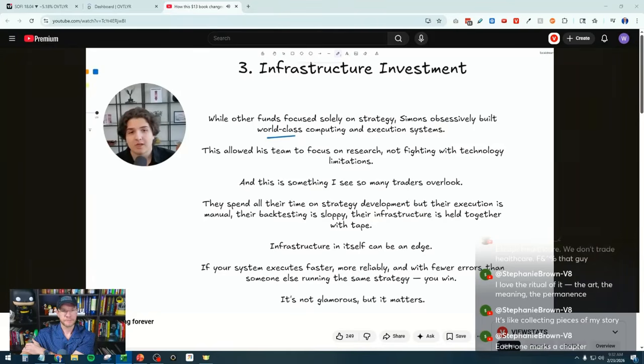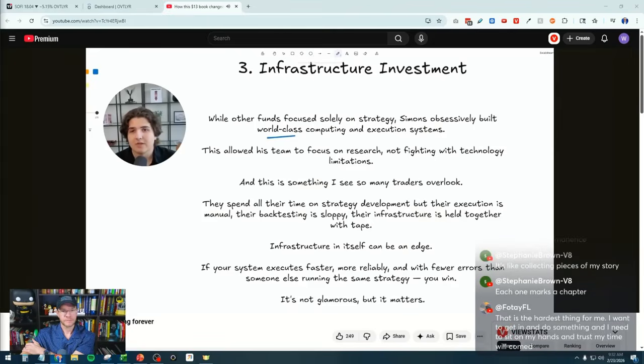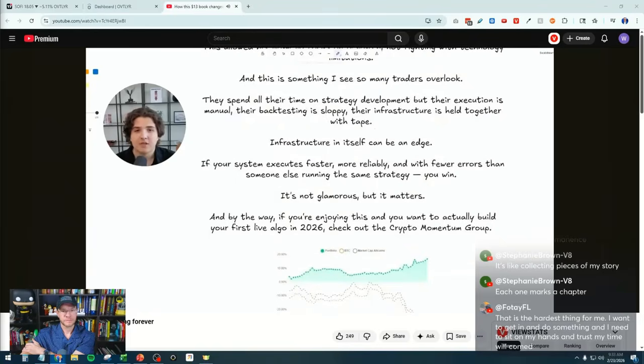They spend all the time on strategy development, but their execution is manual, their backtesting is very sloppy, and their infrastructure is held together with tape. Infrastructure itself can be an edge. If your systems execute faster, more reliably, with fewer errors than someone else running the same strategy, ultimately you win. It's not glamorous, but it does definitely matter.